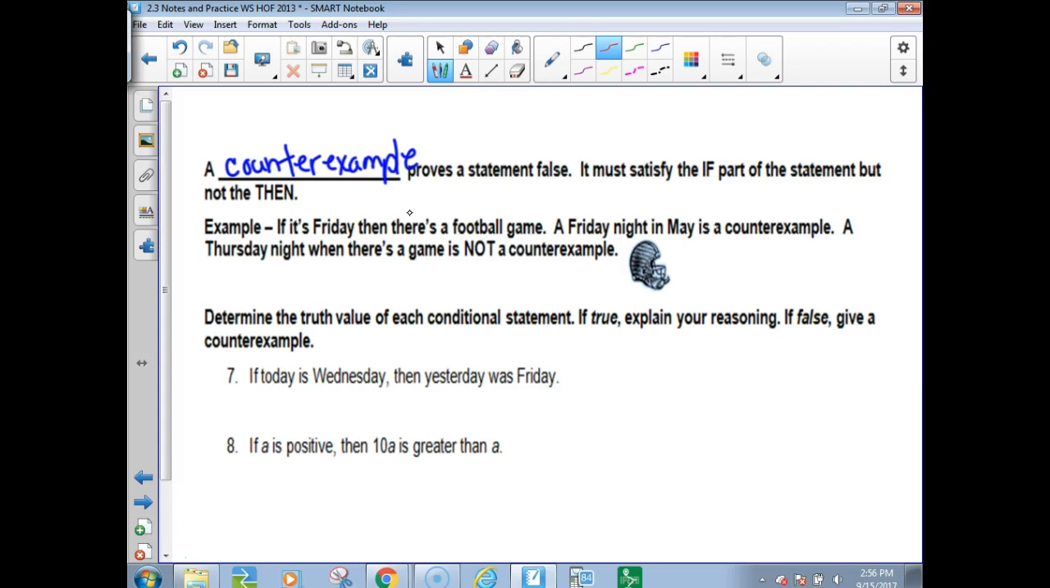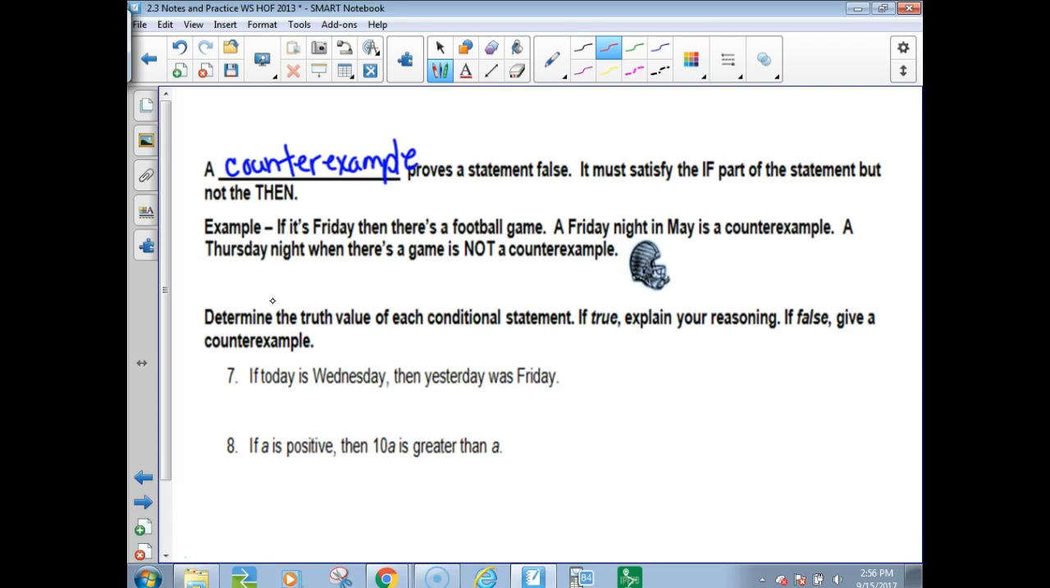All right. So a Thursday night when there is a game is not a counterexample. Okay, you see how that's backwards to this? So this says if it's Friday, we have to have a Friday then in our counterexample. Does that make sense? All right. A Thursday when there is a game is not a counterexample because that's satisfying there is a game, but not satisfying the hypothesis.